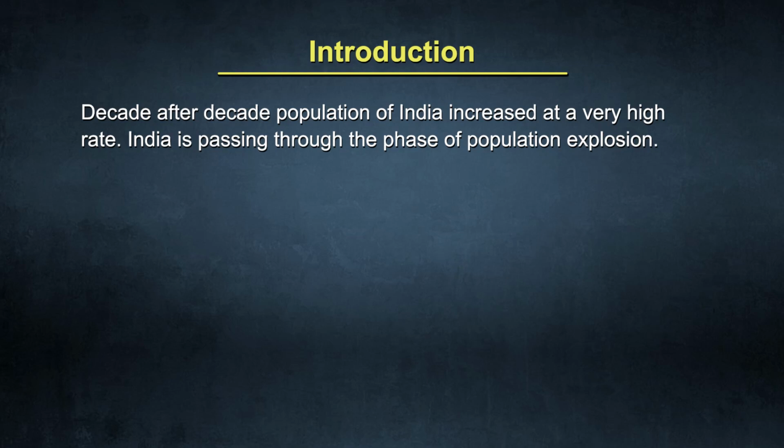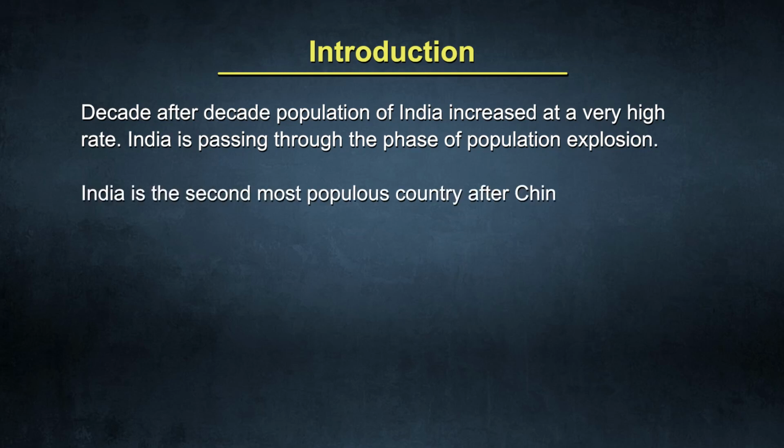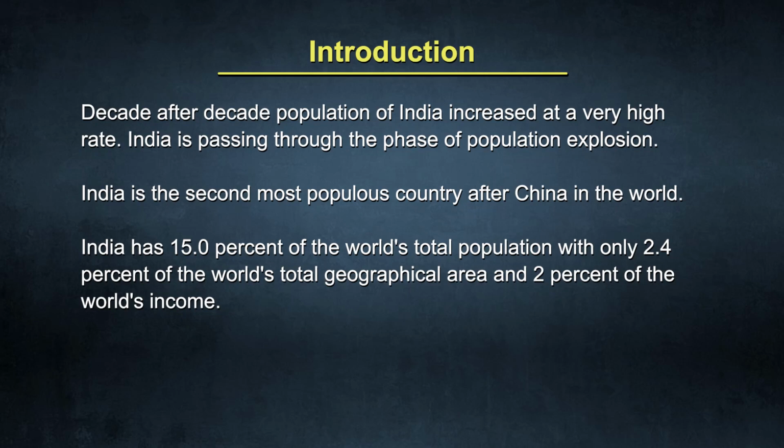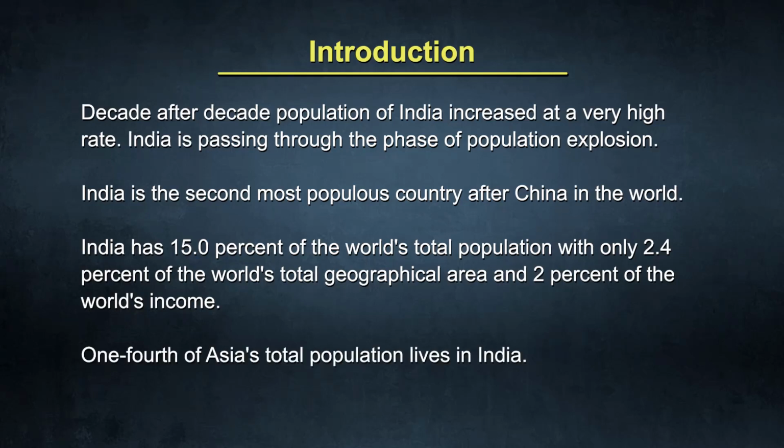During the last decades, the population in our country increased at a very significant rate, and now we have become the second most populous country in the world after China. But in our country, the percentage share of total population compared to the global population is around 15%, whereas the share of total geographic area is only 2.4% and the share of total income of the world is only 2%. And 1/4 of Asia's total population lives in this country.